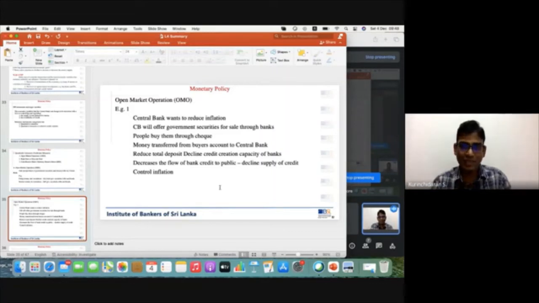Now if the central bank is going to give a loan to the government, in the central bank balance sheet, the loan account is debited and the government reserve account is credited. That's it, just an entry. So the money supply increases because reserves increase.